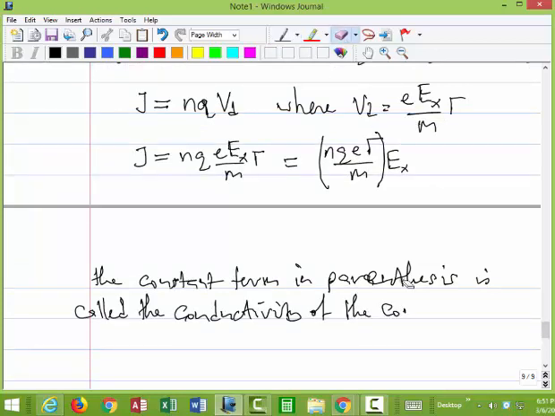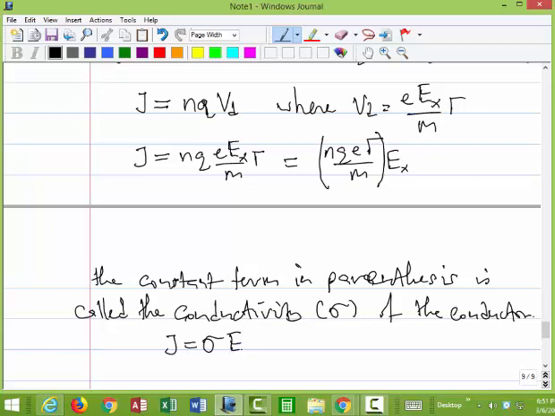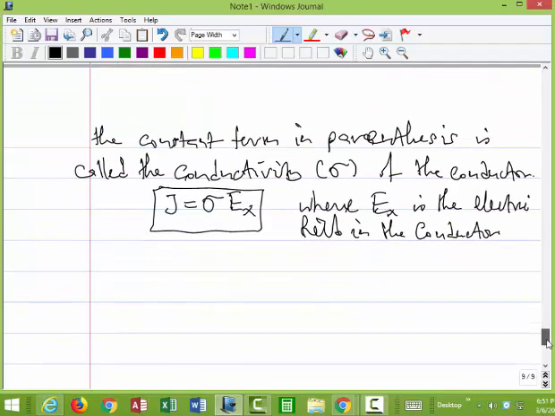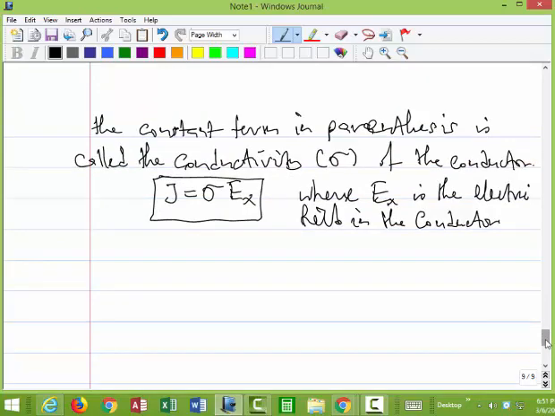The constant term in parentheses is called the conductivity of the conductor, and we shall use sigma for that. So we can say that the current density J is equal to conductivity times electric field, where E subscript x is the electric field in the conductor. All of this assumes, of course, that the conductor is uniform, so that the conductivity is a linear property. Yes, we're talking of a linear conductivity.